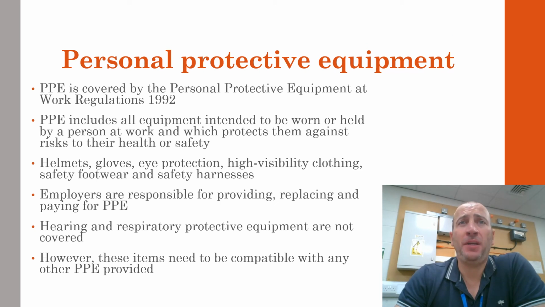We've already considered PPE, but as a more detailed introduction, PPE is covered by the Personal Protective Equipment at Work Regulations 1992. It includes all equipment intended to be worn or held by a person at work, and which protects them against the risks to their health and safety. An employer will be expected to provide helmets, gloves, eye protection, high visibility clothing, safety footwear, and safety harnesses. The employer is responsible for providing, replacing, and paying for all PPE other than hearing and respiratory protective equipment. However, as an employee, you will be expected to keep this equipment in good order.